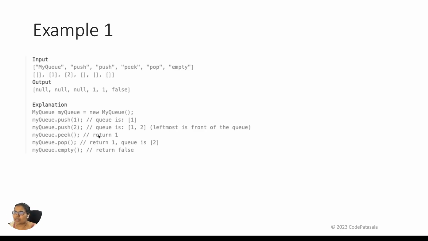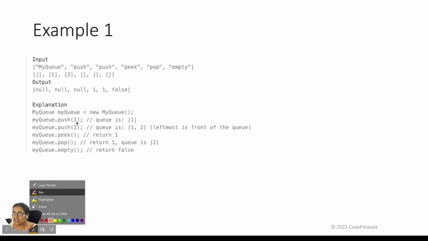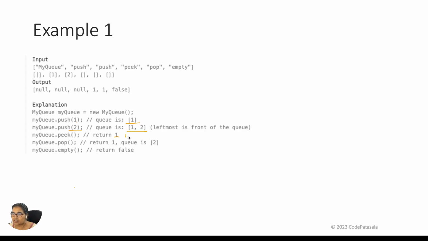Okay, so let's look at an example. So the example says we are pushing an element 1 to the queue. So the queue now has 1. Now when we push another element, the queue has 1 and 2. When we peek, it should show the first element, so it is showing 1. But the queue will still have 1 and 2 at this point. When you pop, 1 is removed, so the queue has 2. When you check if the queue is empty, since the queue still has 2, it is saying it's false.